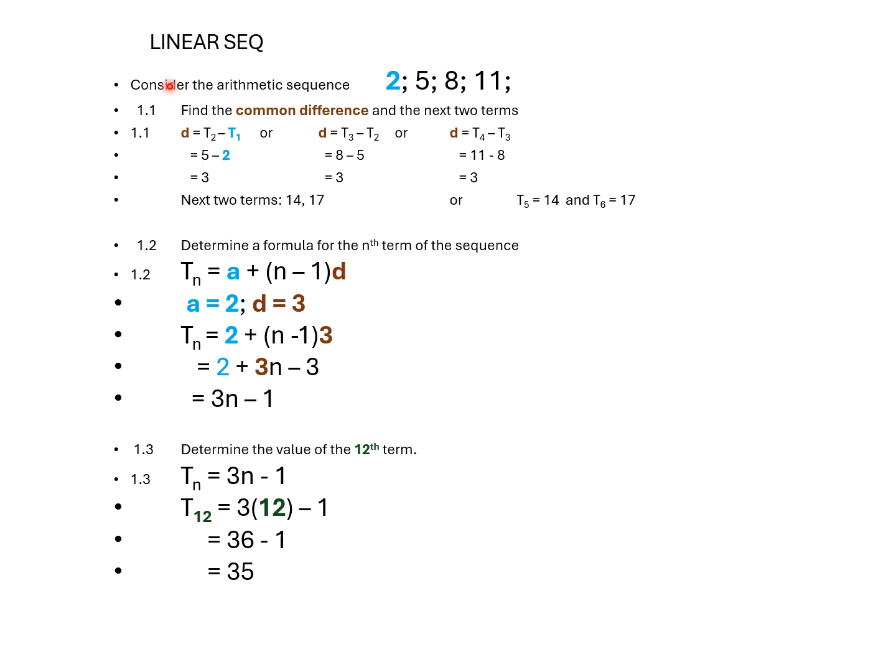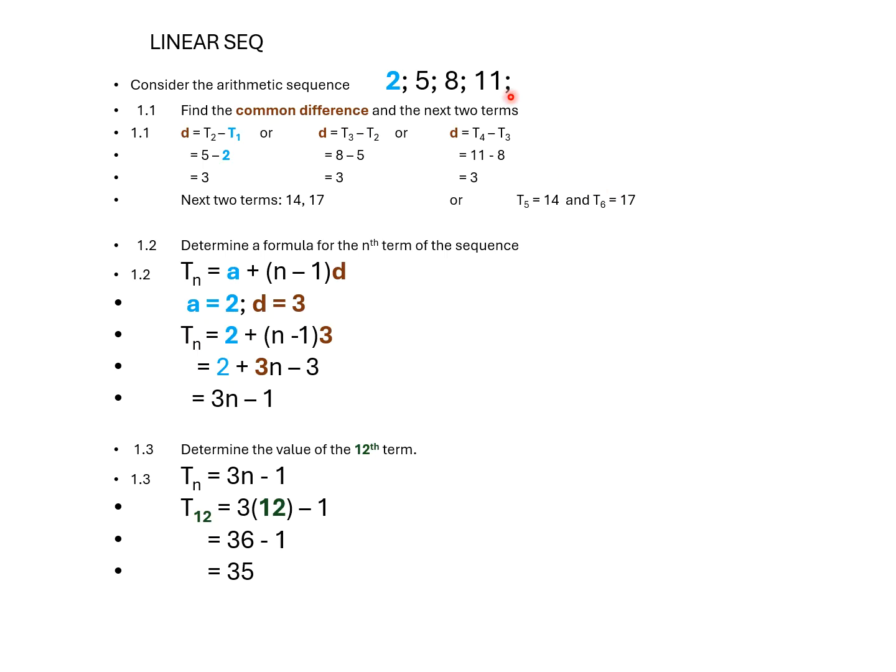So, number 1, in the exam, generally we'd say consider the arithmetic sequence given to you: 2, 5, 8, 11. Find the common difference and the next two terms. So I assume you still remember what the common difference is. If we subtract, term 2 minus term 1, which is 5 minus 2, gives me 3. Can also say term 3 minus term 2, 8 minus 5, which gives me 3. Can also say term 4 minus term 3, 11 minus 8, which equals 3.